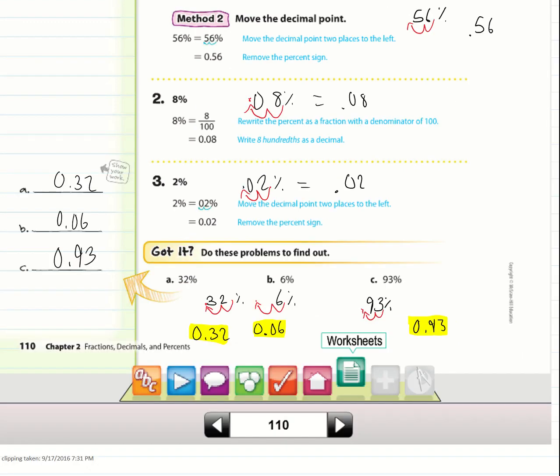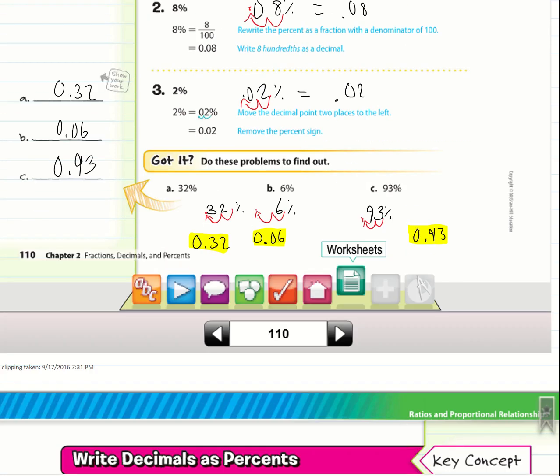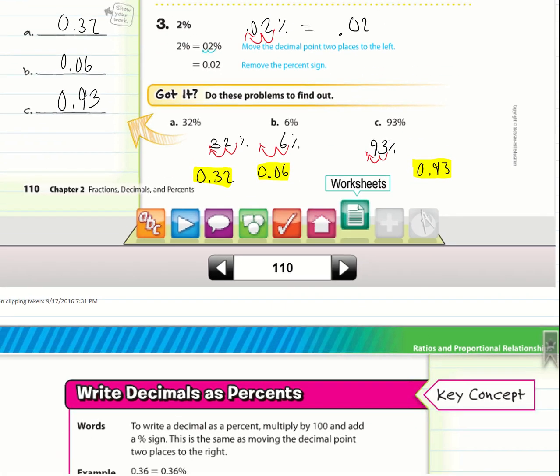So when I have my final answers, so I took each percent, I moved the decimal place twice to the left. So I have 32 hundredths for A, 6 hundredths for B, and 93 hundredths for C. So I'm going to move on.